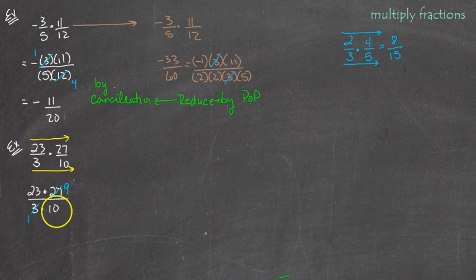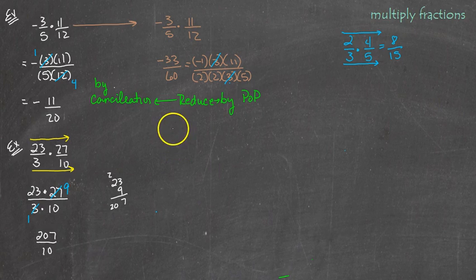Now I look for some more cancellations, and I don't have any. So now do my multiplication. 23 times 9. Are you kidding me? 23 times 9. 9 times 3 is 27. Carry the 2. 9 times 2 is 18, 19, 20. So 207 divided by 1 times 10.